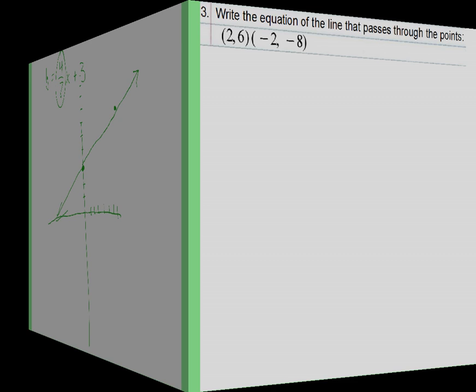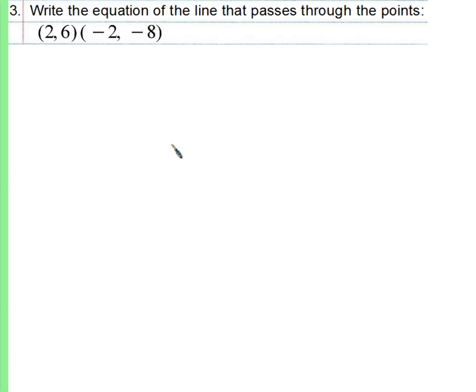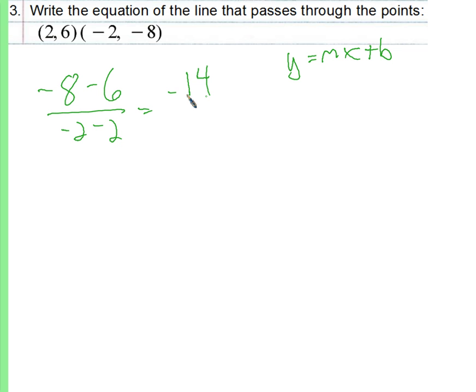Continuing on, one more here. All right, so we're at the equation of the line that passes through the 2 points. I hope that from our discussion last time, it's sunk in. So I wanted to see if it did sink in. We've got 2 points. What can I find with those 2 points if I want to write this equation? Slope. y2 minus y1 over x2 minus x1. So negative 14 over negative 4, or positive 7 over 2. Okay, so that is my slope.